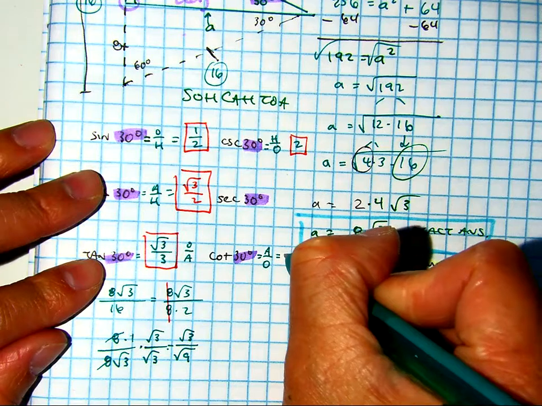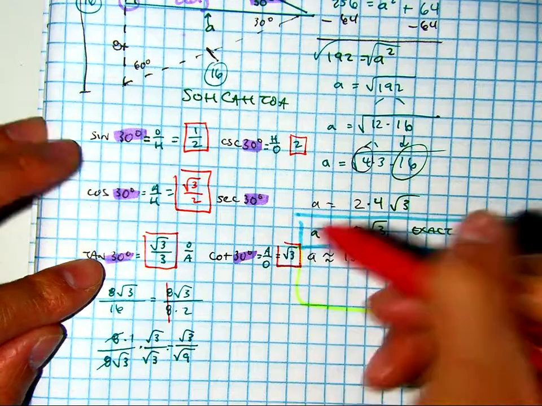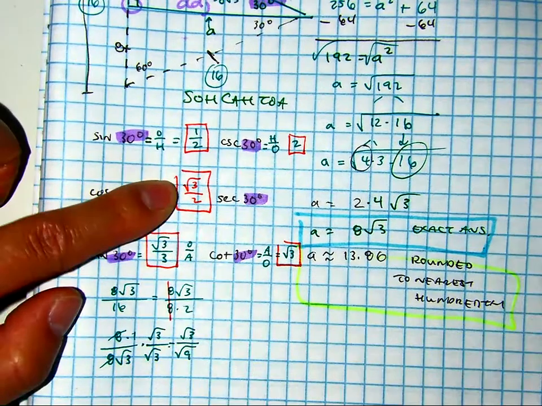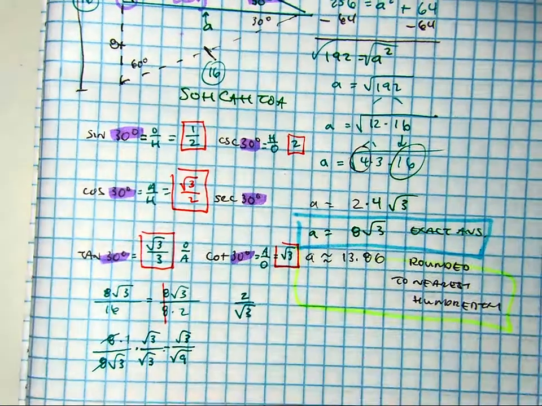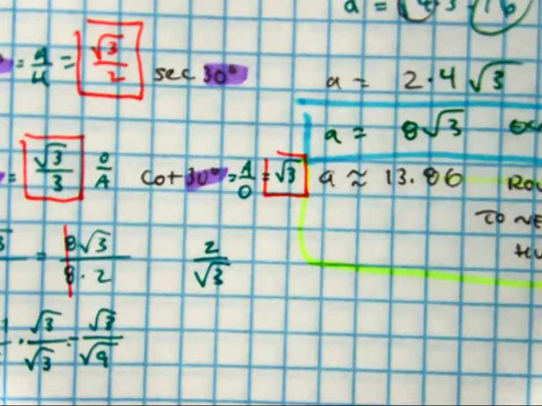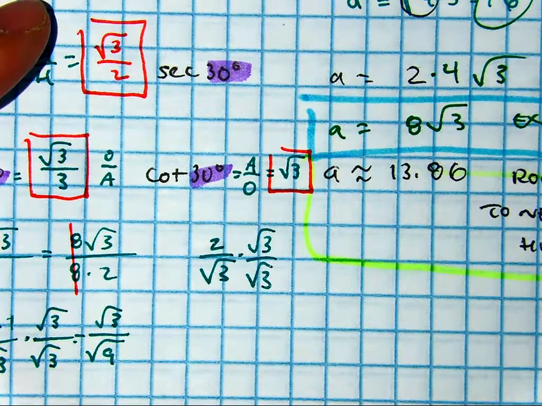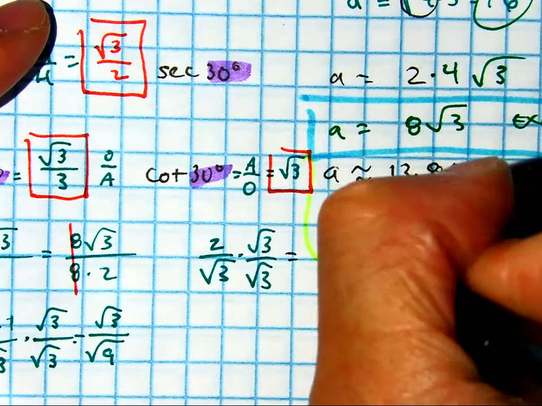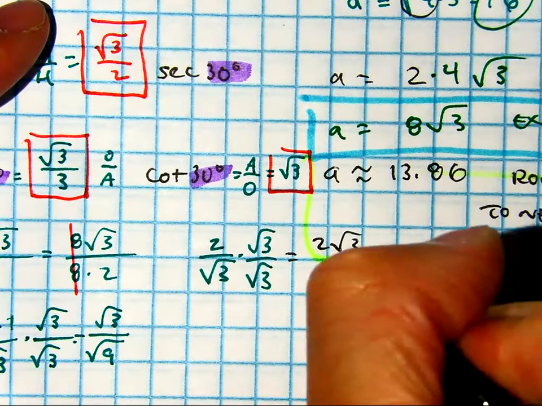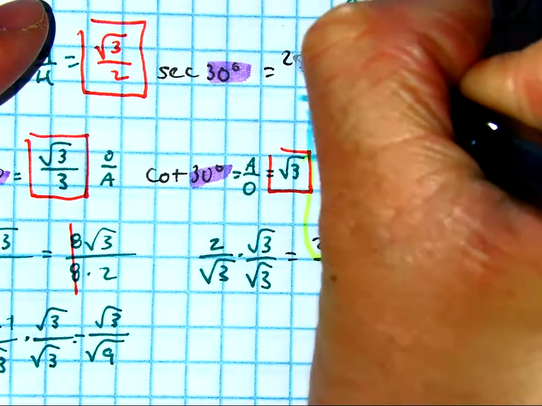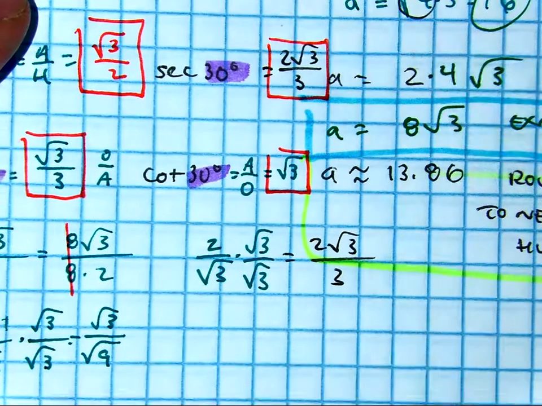To get secant of 30, I'm just going to take the reciprocal of this, so that'll be 2 over radical 3. To rationalize that, I'm going to multiply by radical 3 over radical 3. Multiply across, you'll get 2 radical 3 over radical 9, and the square root of 9 is 3. So my answer is going to be 2 radical 3 over 3. So in this problem, we found our 6 trig functions given a 30, 60, 90 triangle.